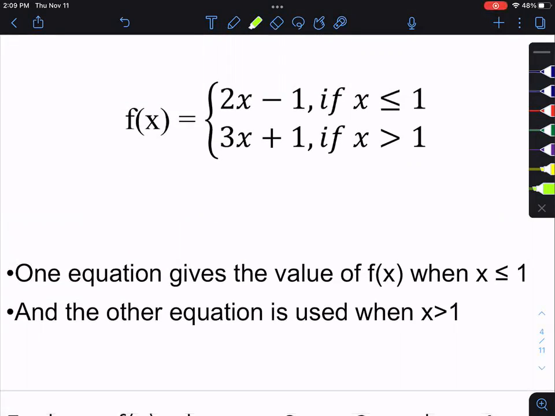In math, our piecewise functions will look similar to this. So we still have f of x on the left-hand side, and then we're going to have two different conditions. The first condition, if x is less than or equal to 1, we're going to follow the 2x minus 1. If the x value is greater than 1, we're going to follow the bottom with the 3x plus 1.